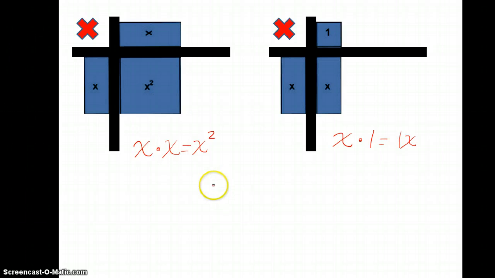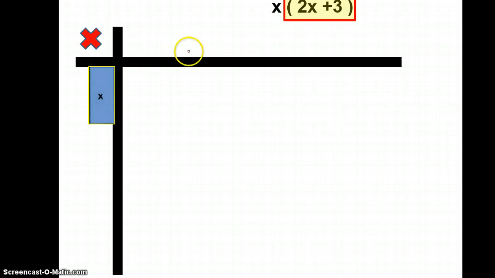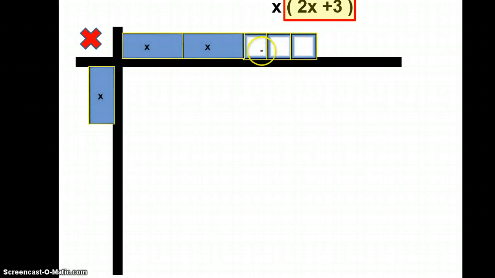So let's get started. So here I have x times 2x plus 3. Let me just write this out. That's x, I'll place this x here. I have two x's, so I'll write two x's here. And I have 3 units, so I'll be using 1, 2, and 3. And again, everything's positive, hence the blue.